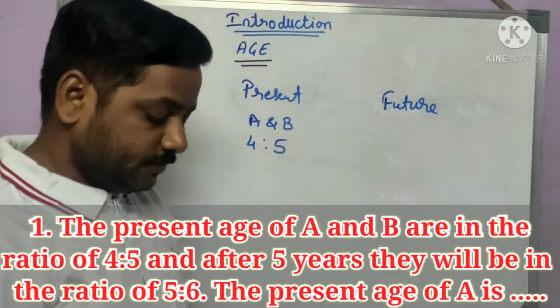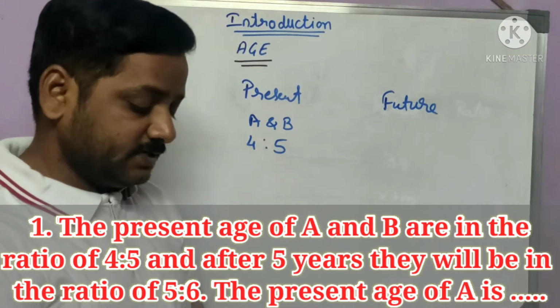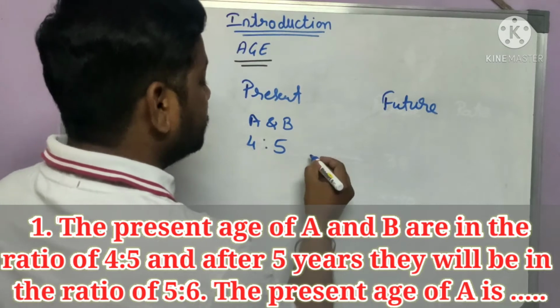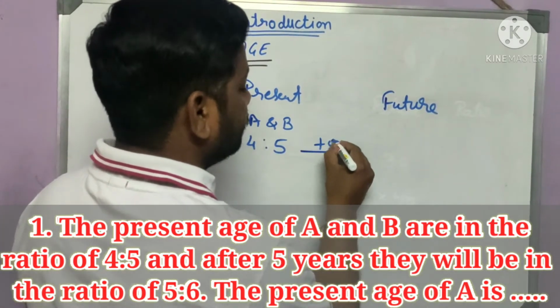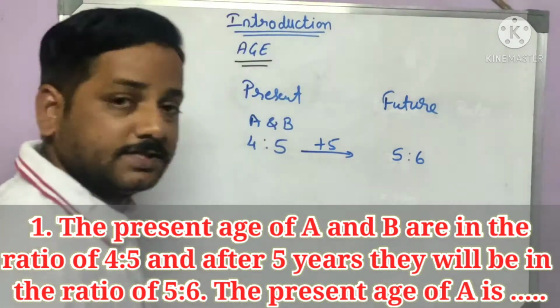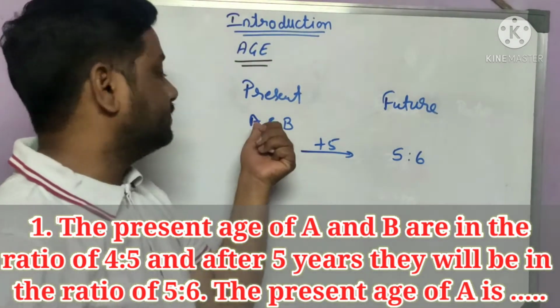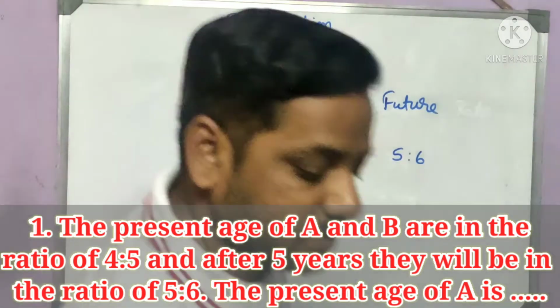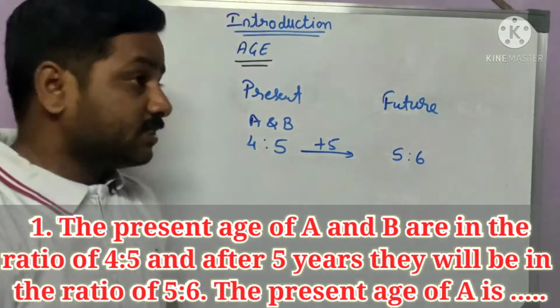So what is the future information? After 5 years, they will be in the ratio of 5:6. After 5 years means plus 5. That is the future. So their ratio is going to become 5:6. So what would be the present age of A? That is the question. To solve this, let me explain.